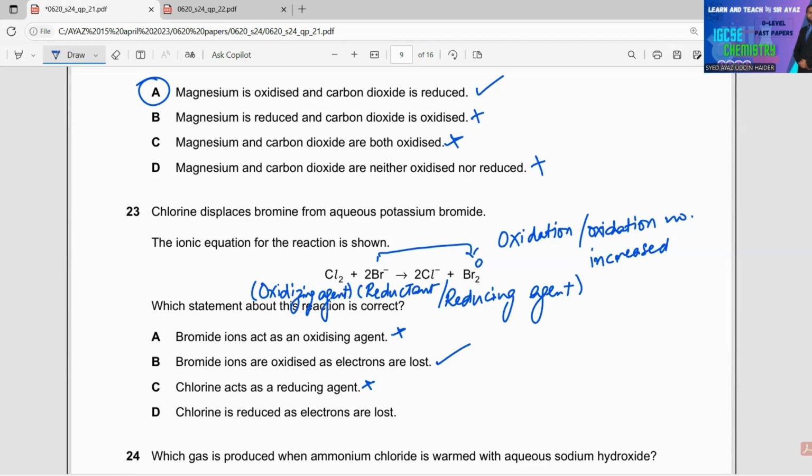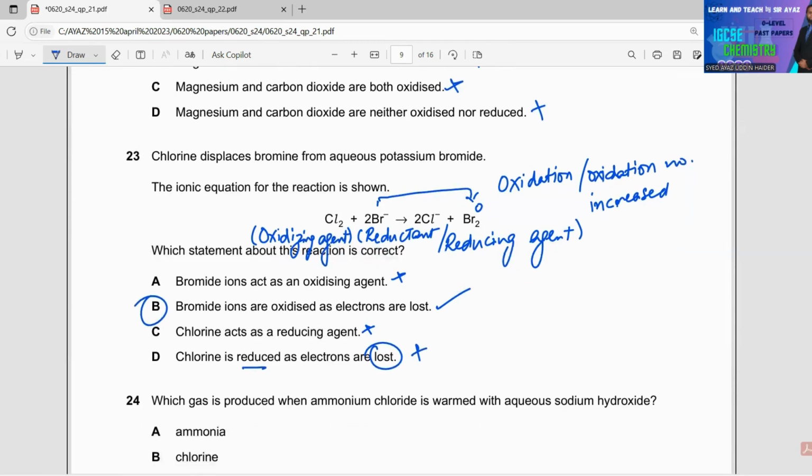D, chlorine is reduced as electrons are lost. Now here chlorine is reduced, but electrons are not lost, they are gained. So this is also incorrect. B must be the right answer in this case.